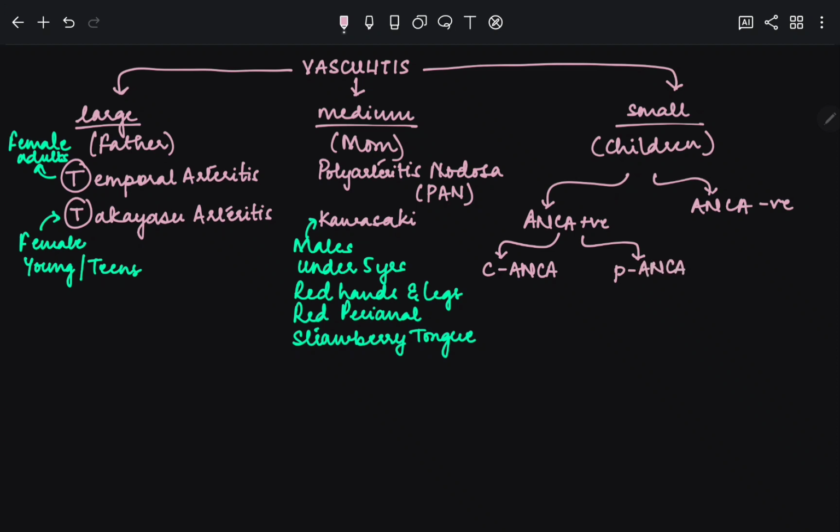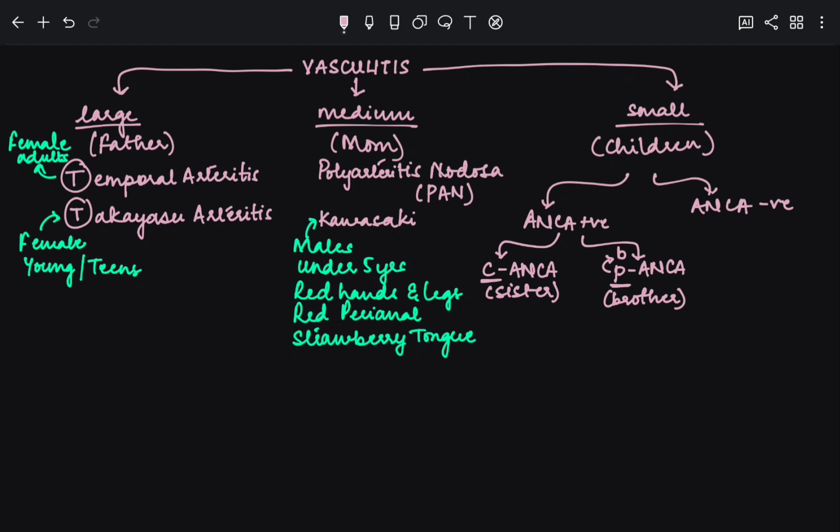Now, C sounds like S, hence C is the sister. Whereas P, if you flip the P, it becomes a B. Hence, P ANCA is the brother. Here in this story, the sister is the elder child, whereas the brother is the younger child. The sister is very modern. She's always recording reels, always on social media, always glued to her phone.